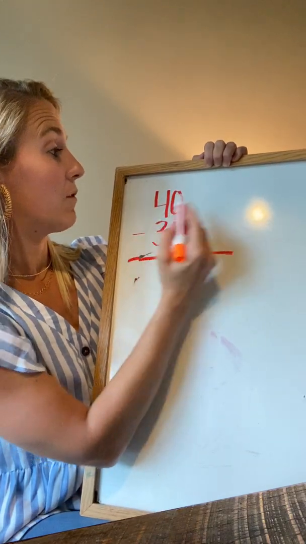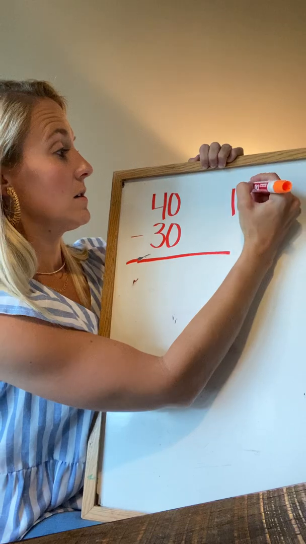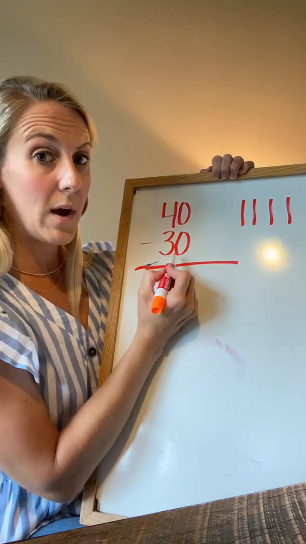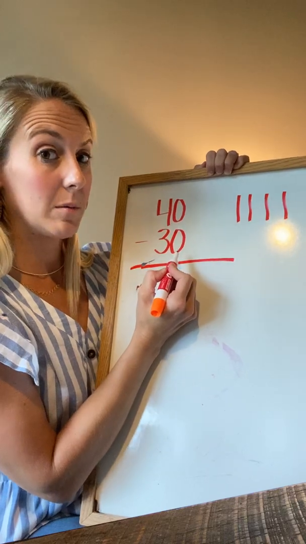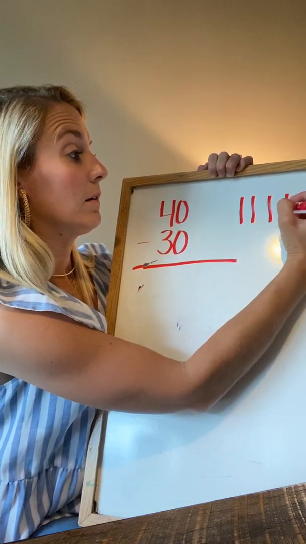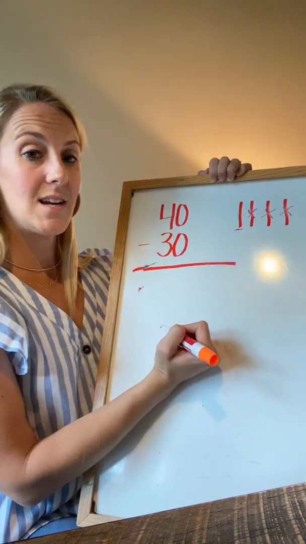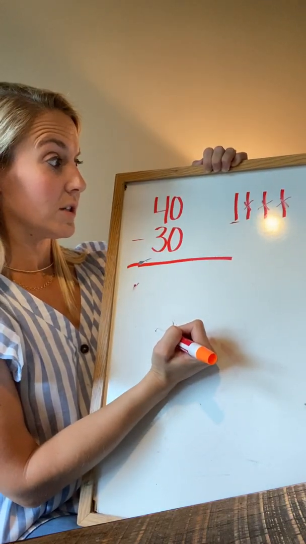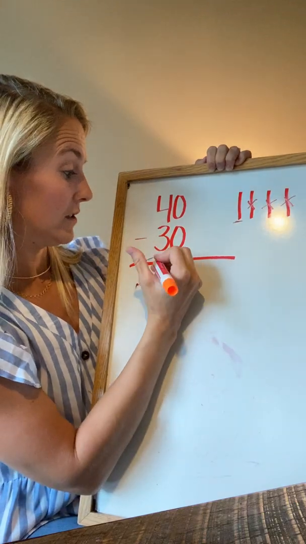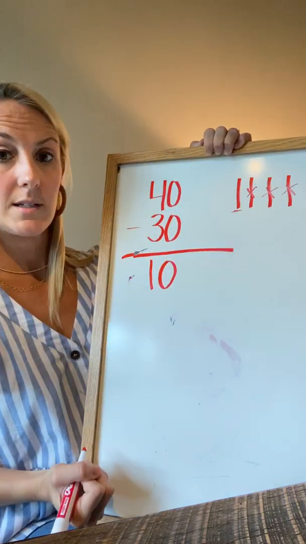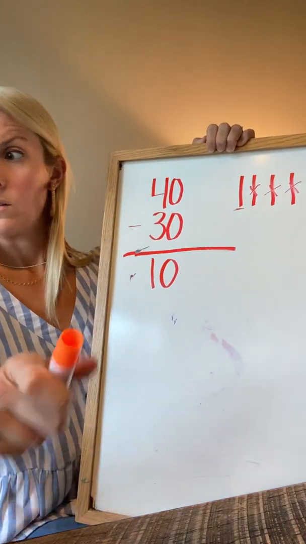All right, I have 40. So 10, 20, 30, 40. And I take away 30. So watch what I'm going to do. 10, 20, 30. And I have one 10 left over, which is equal to the number 10. So my answer is 10. Let's do another one.